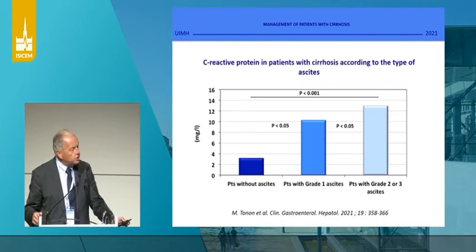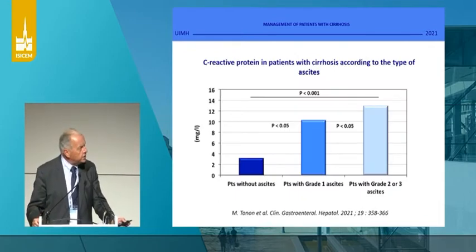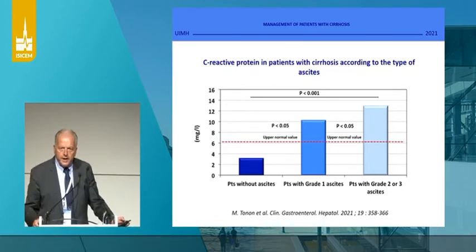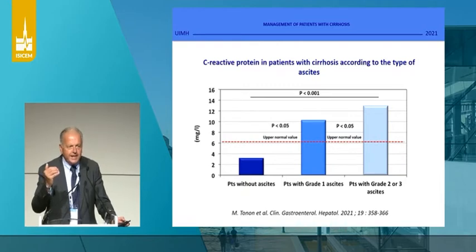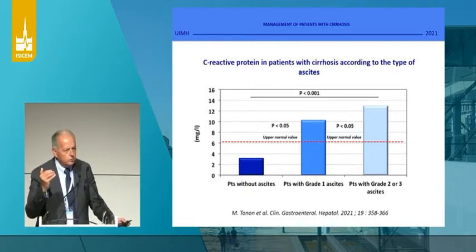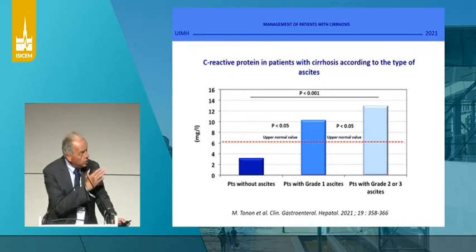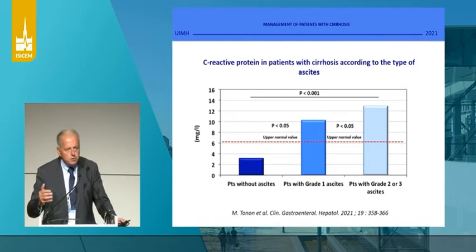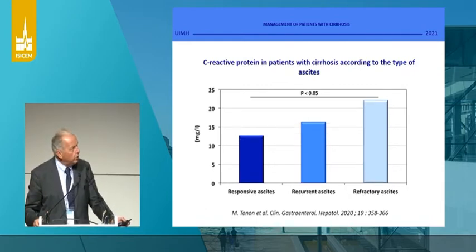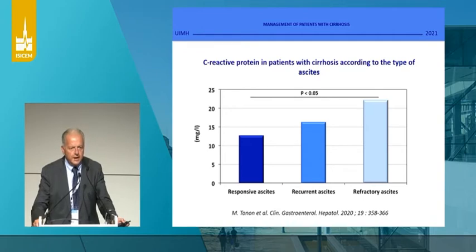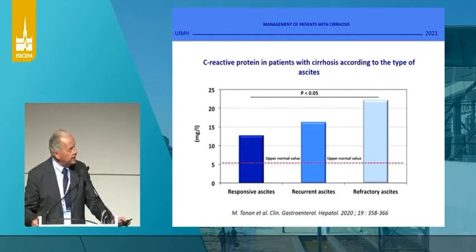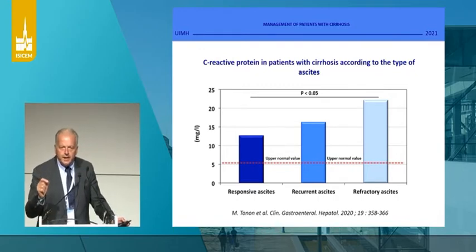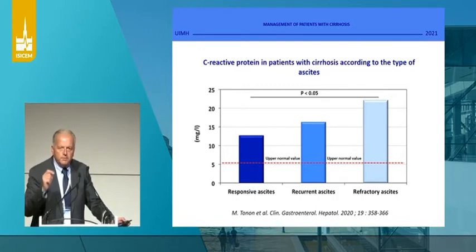Systemic inflammation is still present in patients who have grade 1 ascites. I want to remind you, grade 1 ascites is ascites that can be detected only by abdominal ultrasonography. And you know, systemic inflammation will worsen thereafter in patients with grade 2, grade 3 ascites, and overall in patients with difficult to treat ascites, such as patients with responsive ascites and patients with refractory ascites. So systemic inflammation is a powerful driver of decompensation.